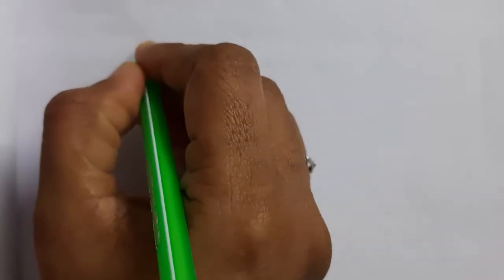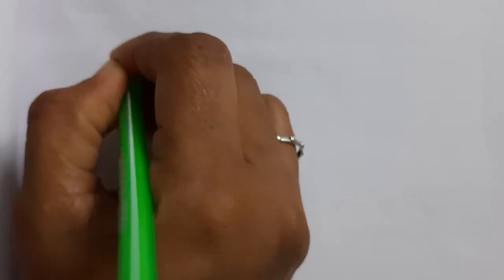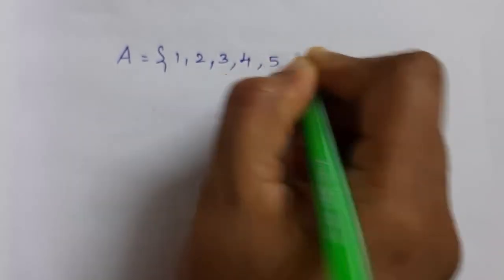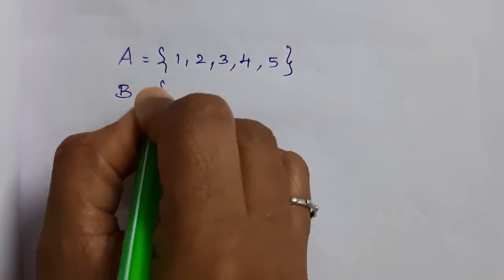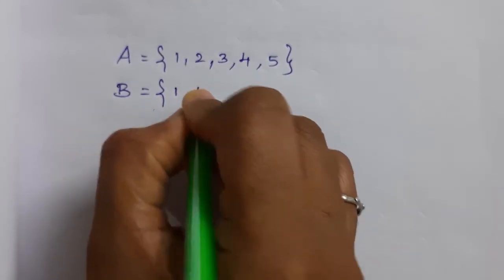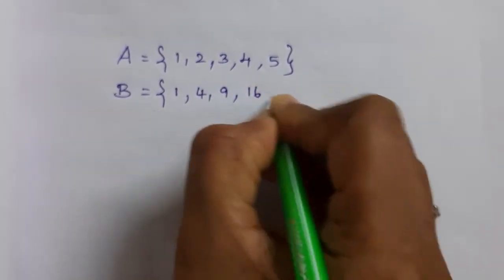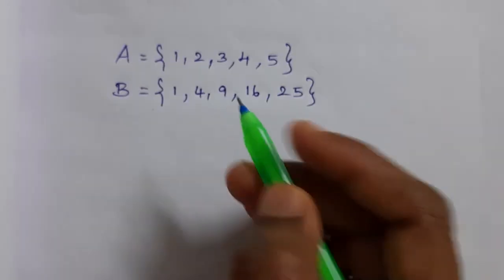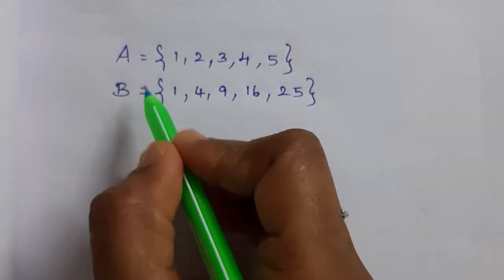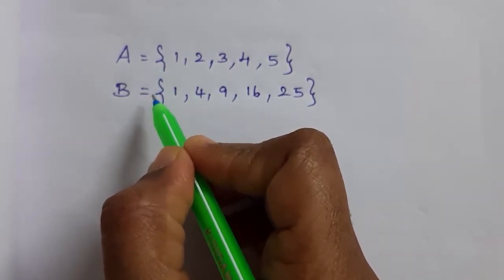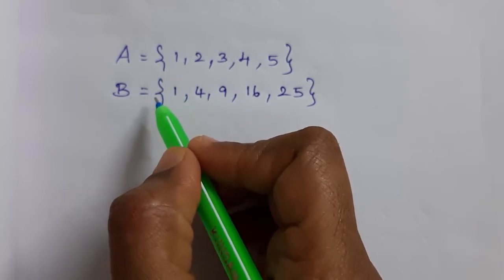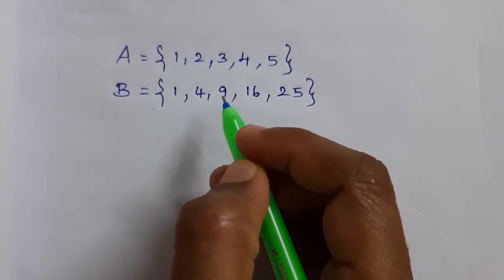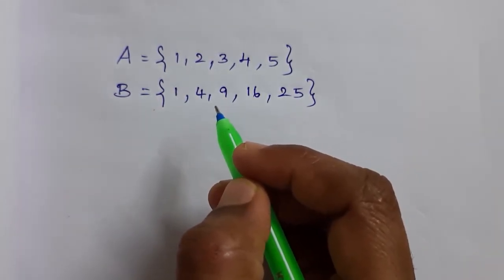That is, when there are two sets, for example, A is equal to {1, 2, 3, 4, 5} and B is equal to {1 squared is 1, 2 squared is 4, 3 squared is 9, 4 squared is 16, 5 squared is 25}. So if B is this, when you write these two, R is a relation from A to B, which is a subset of A cross B.